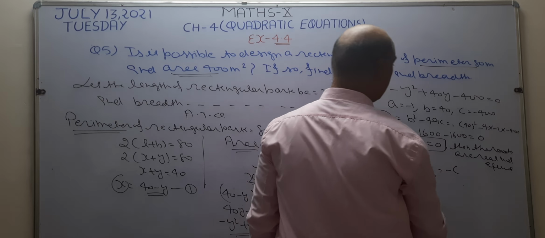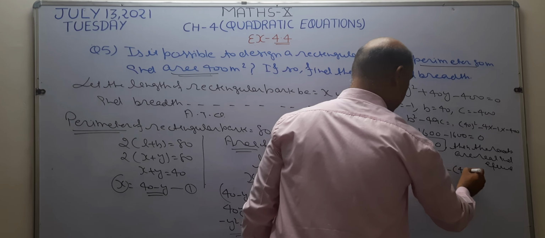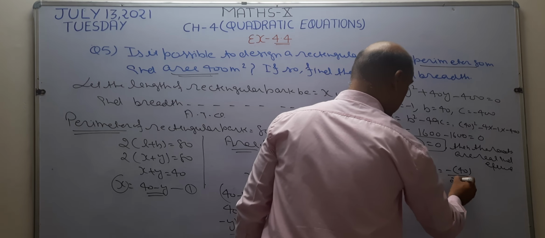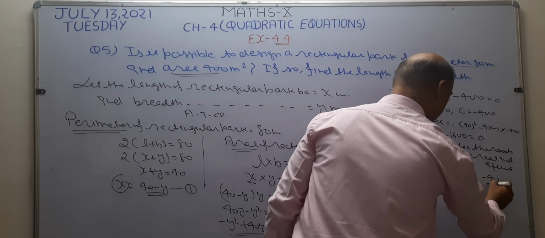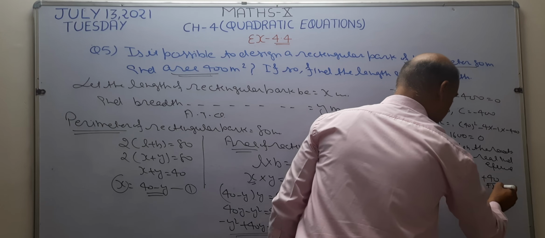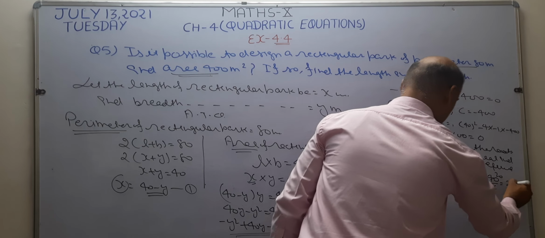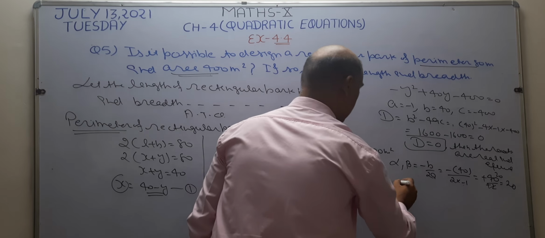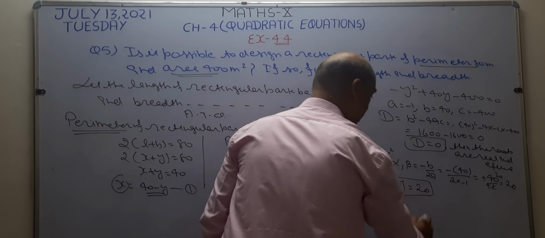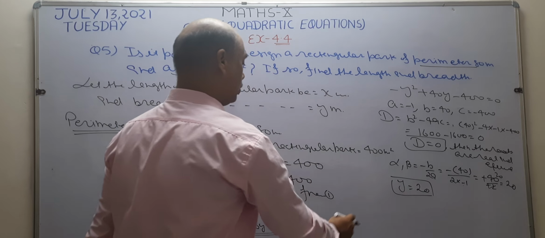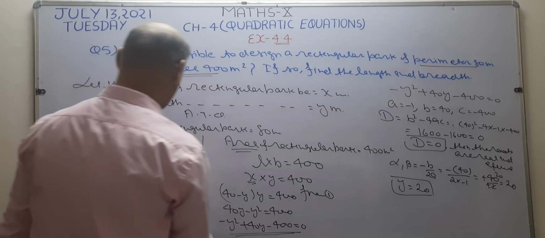So minus b, what is the value of b? Minus 40, and 2 into a, value of a is minus 1. So this becomes minus 40 upon minus 2. Minus is going to cancel, this is going to 20. So value of alpha and beta means y is equal to 20. Okay? When y value is 20, I am going to substitute this value in equation number 1.